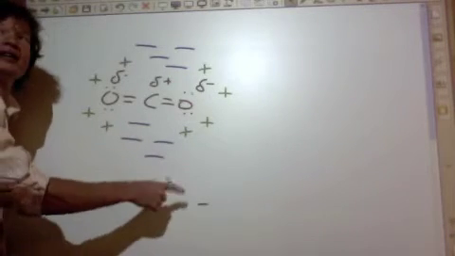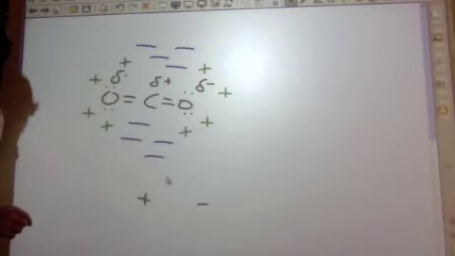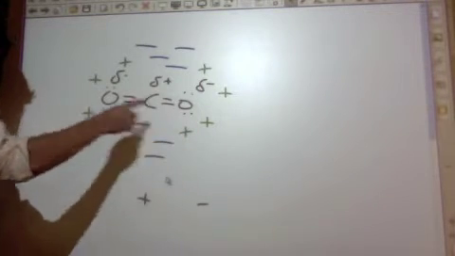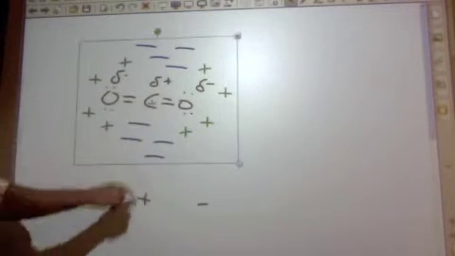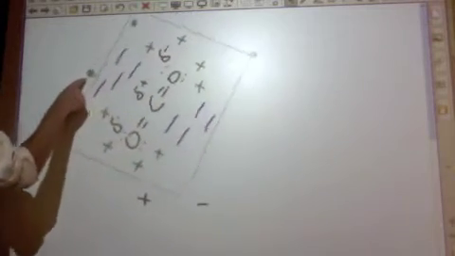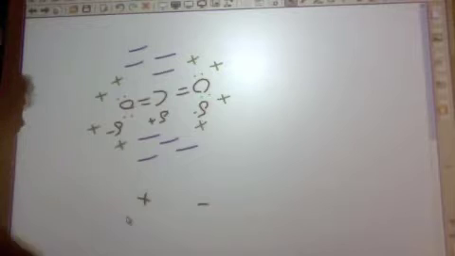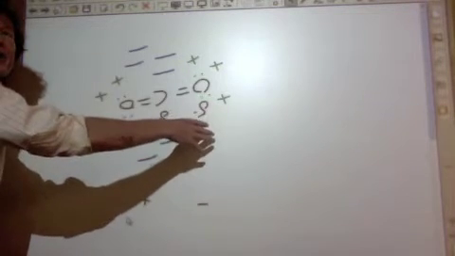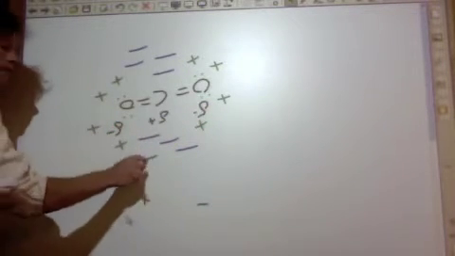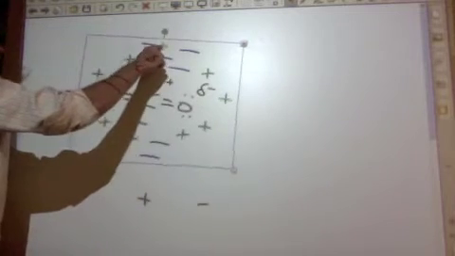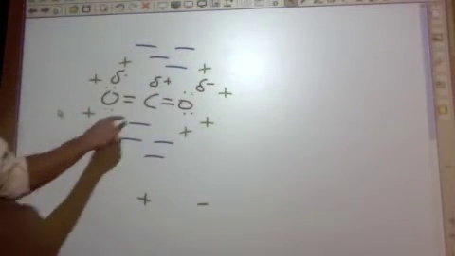But the negative cannot decide if it wants to go to the right or to the left. Because as far as the negative is concerned, and let's face it, it's equal. The negative will be torn between going to the right and going to the left. That's for a symmetric molecule. What about one that is not symmetric?